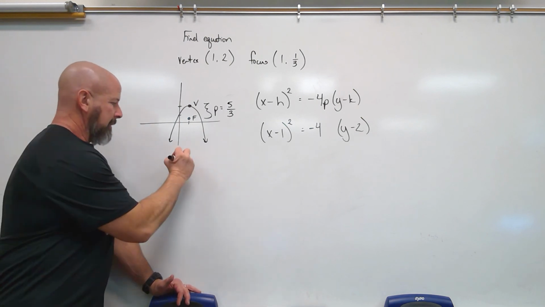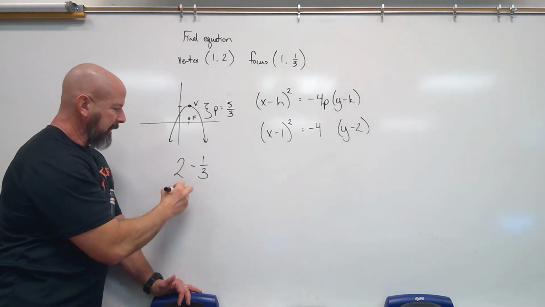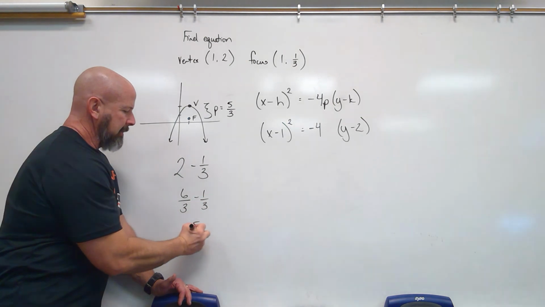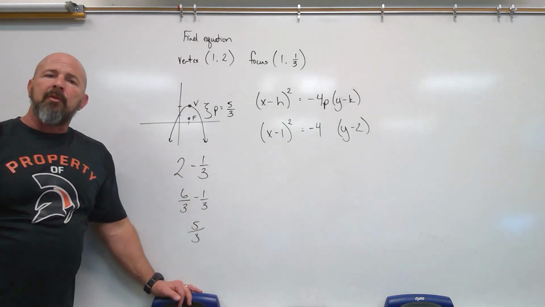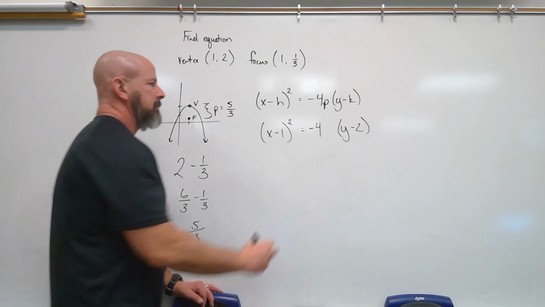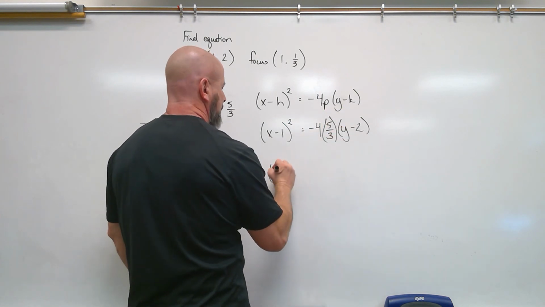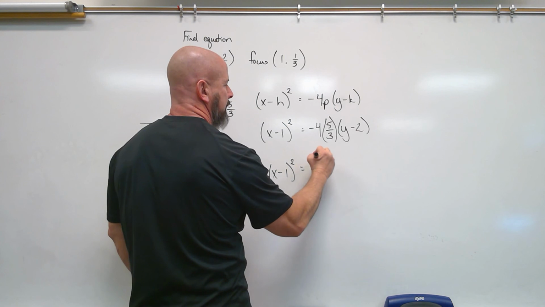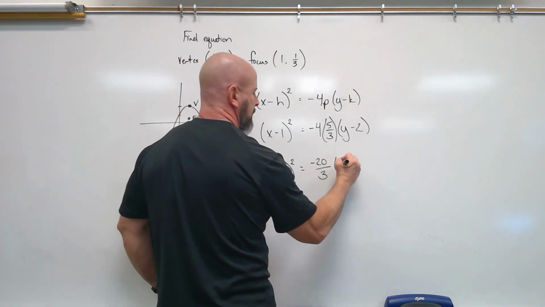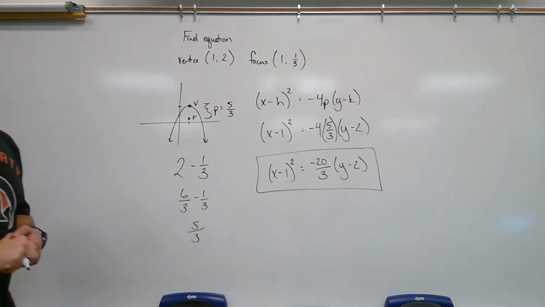Now, here's all I did. 2 minus 1/3 will give me the difference in the y values. So that's 6/3 minus 1/3 is 5/3. Again, decimals would also be okay if you're not comfortable with the fractions, but I've got a 5/3 p-value. Here's my 5/3. x minus 1 squared equals negative 20 over 3, because I can multiply 4 times 5/3, times y minus 2. There is my standard equation.